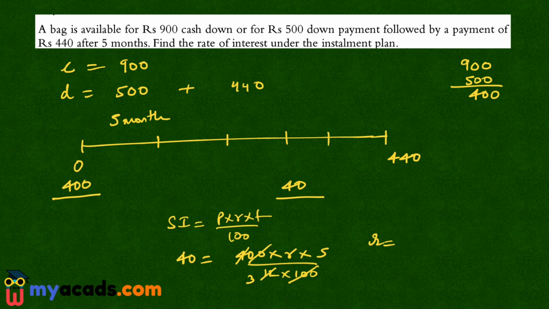So R is 40 into 3 by 5. 5 will cancel this 40 by 8. So 24. So the answer is 24%.